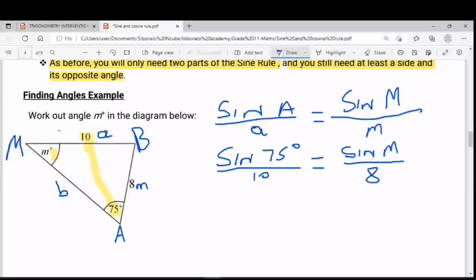Now the next step, we get rid of this 8. So if we move it, we multiply by 8. What you do on this side, you must also do on the other side. So multiply by sine 8, then sine 8 and sine 8 cancel out, and we are left with sine M equals to, then use your calculator.